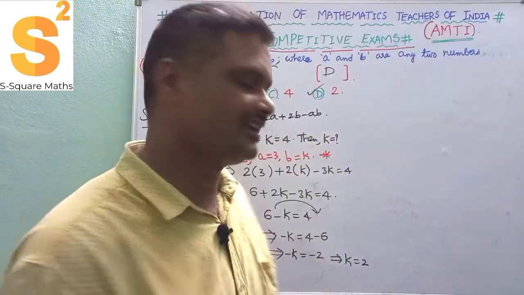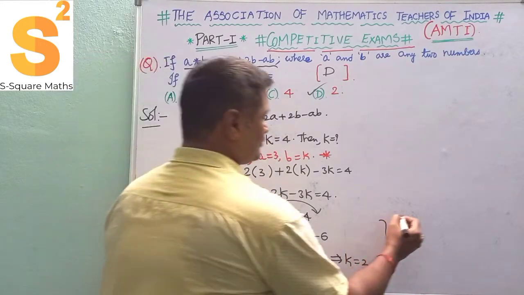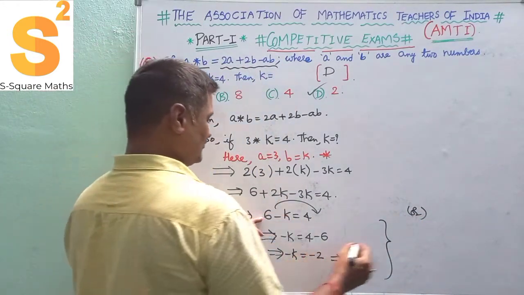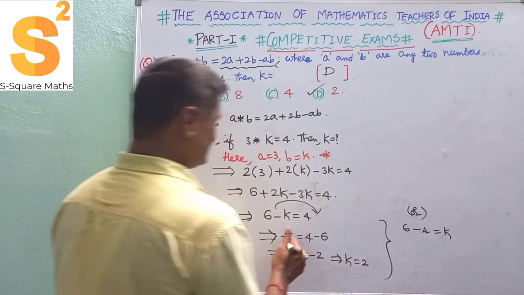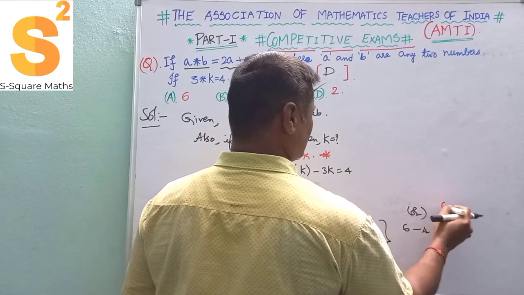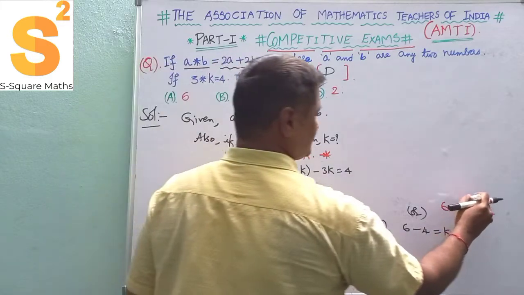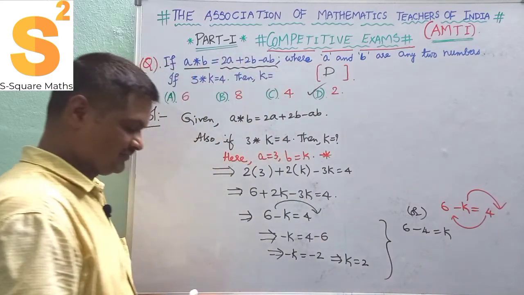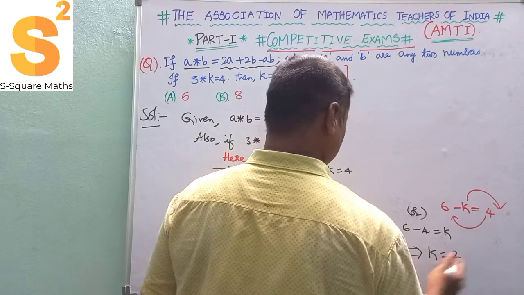Now one more method I am doing after this one, so you can also do it this way. I shifted 6 to the other side before, but here I am shifting it like this: 6 minus 4 is equal to k. So here 6 minus k is equal to 4. I shifted k to that side and 4 to this side, so in the direct step k value is 2.